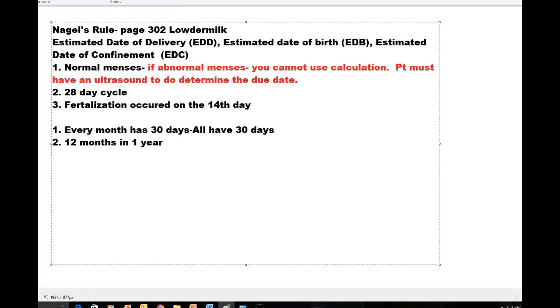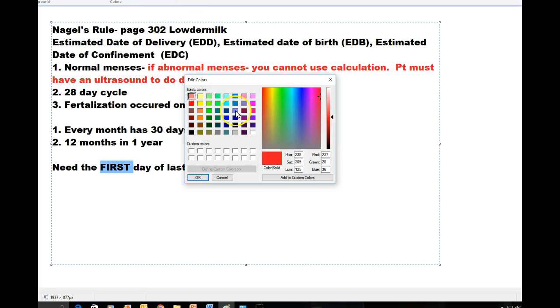Now here's the calculation. What we need is the first day of the last normal menses. Now, one way you could get tricked up there is if somebody said the last day of the last normal menses. No, it has to be the first day. It must be the first day of the last normal menses. Very important to be the first day of the last normal menses.